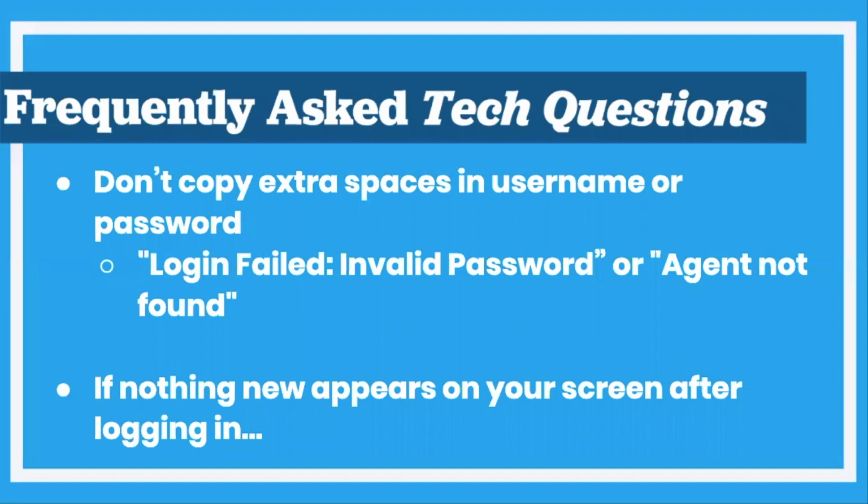Here are some frequently asked technical questions. If you see the words login failed, invalid password in red on the login screen, slow down. If you click the next button multiple times, your account will be locked. If you see the words agent not found in the login screen, it's entirely possible that you copied the agent name incorrectly. So if you see either of these, login failed, invalid password, or agent not found, it's very, very, very likely that you copied a little bit of extra space in either the password or the username.